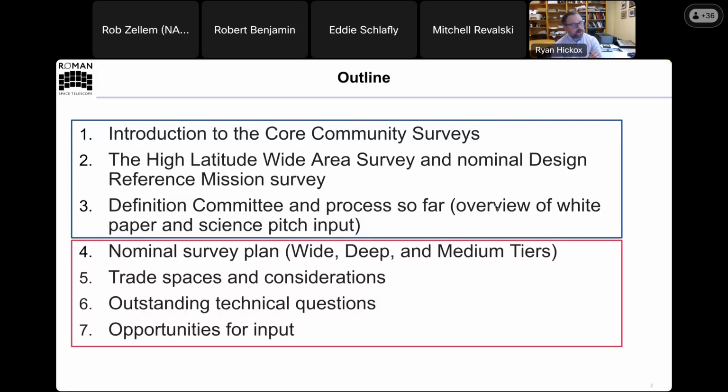Just an outline of the talk. For the first part, I'll introduce what the community process is and a little bit about the High Latitude Wide Area Survey itself. Looking at the list, this is a fairly expert audience, so hopefully this will go fairly quickly, in 10, 15 minutes. And then in the second half of the talk, I'll discuss where we are in terms of our nominal survey plan, what some of the outstanding trade spaces and considerations are, as well as technical questions that we need addressed. And finally, we'll discuss opportunities for everyone to continue to contribute or provide input, and some of those already are the links that are put in the chat right now.